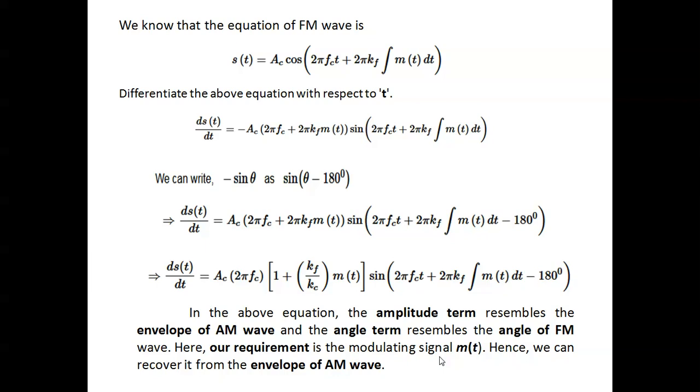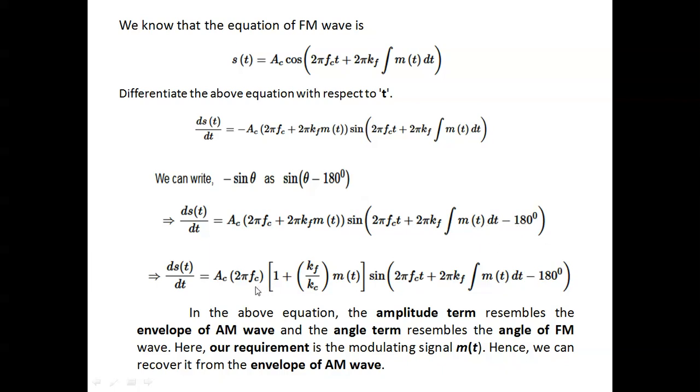If you apply the differentiation, we can write minus sin theta as sin(theta − 180 degrees). So ds(t)/dt = Ac (2π fc + 2π kf m(t)) sin(2π fc t + 2π kf ∫ m(t) dt − 180 degrees). Just consider the angle inside the sine as theta. That is why it is written here as theta minus 180 degrees, because minus sin theta can be considered as sin(theta − 180 degrees).